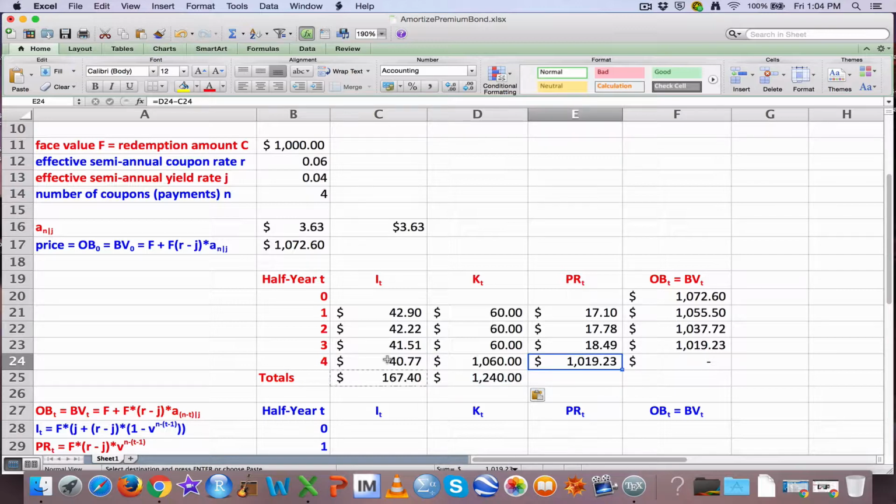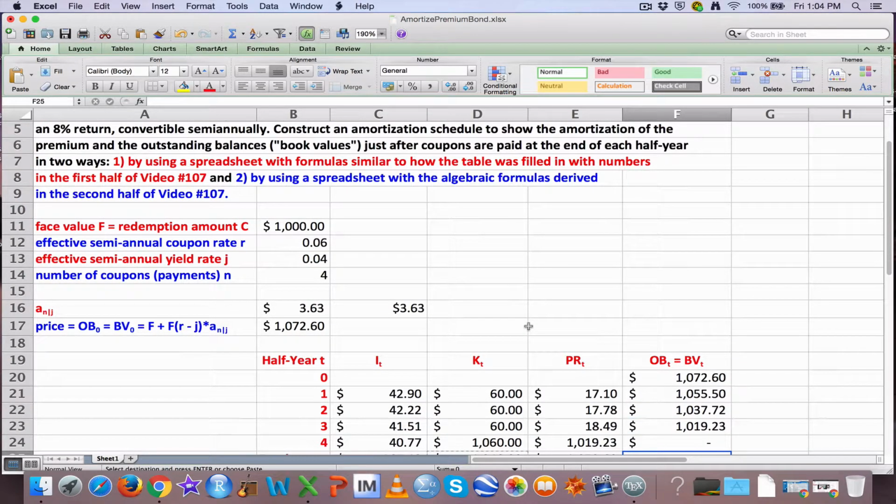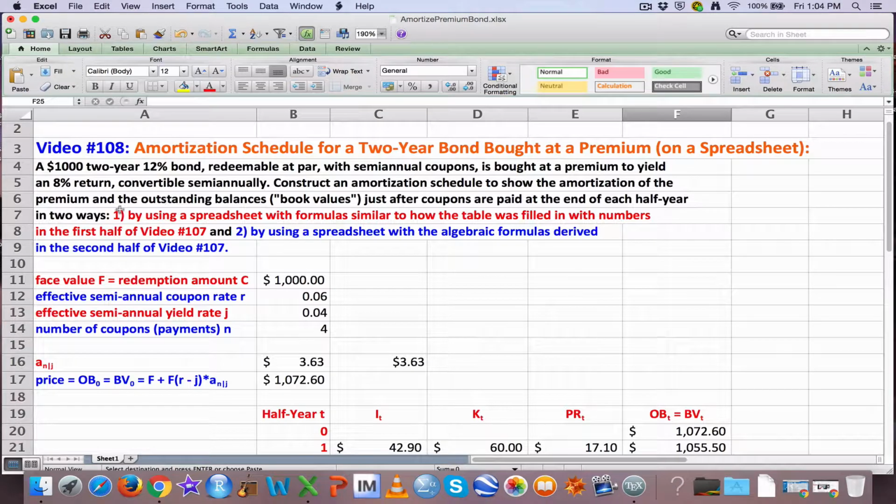The principal reduction amounts I can also add up to give 1,072.60, the same as the initial amount you paid for the bond. What these add up to bring the balance down to 0. And you don't want to add up these numbers, so leave this spot blank. All right, so that's filling in the amortization schedule with method 1.